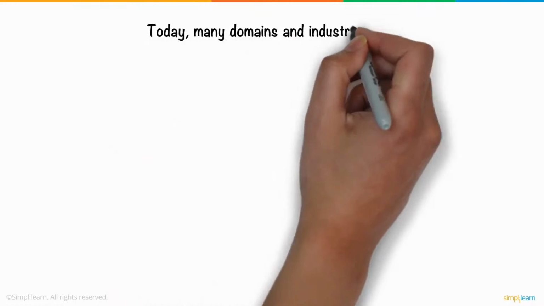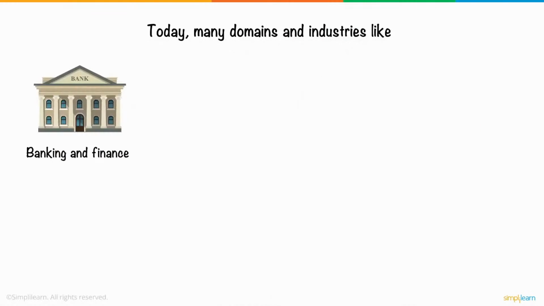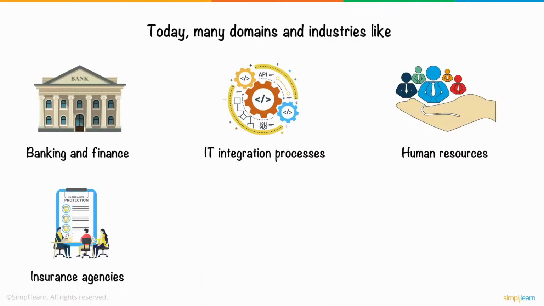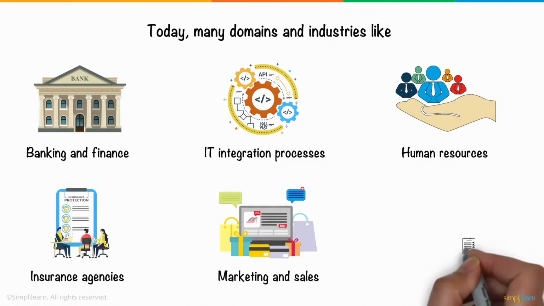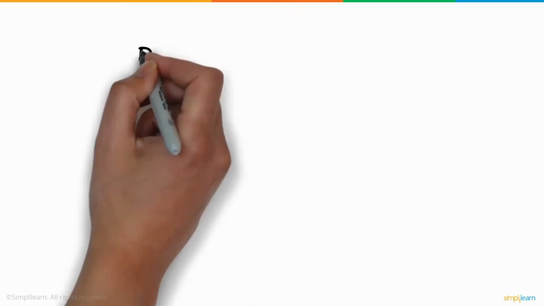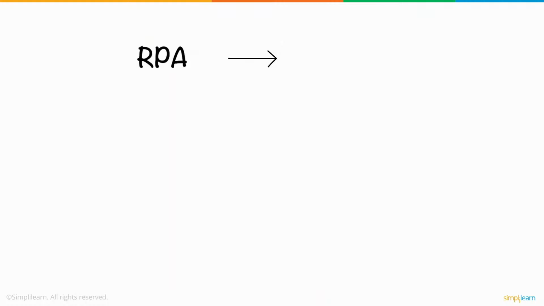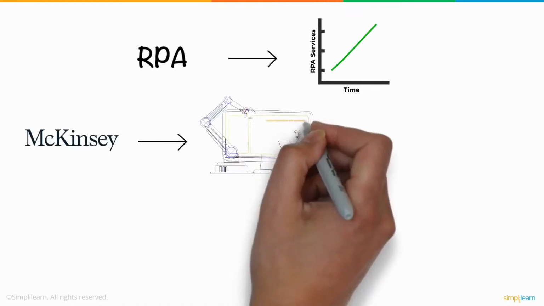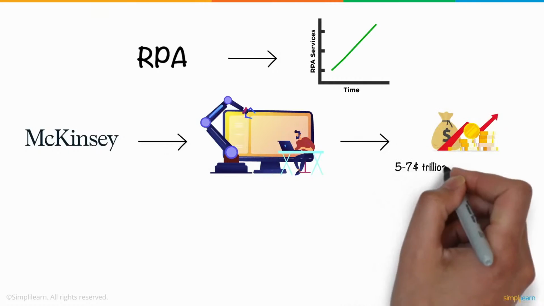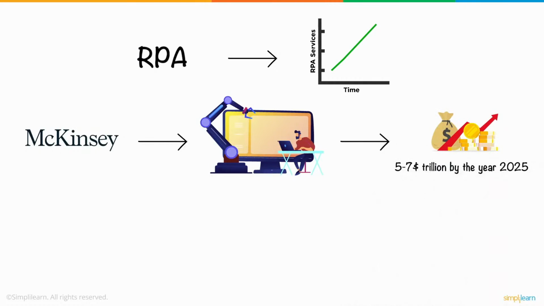Today, many domains and industries like banking and finance, IT integration processes, human resources, insurance agencies, marketing and sales, and customer relationship management readily deploy RPA. RPA service adoption has been showing tremendous growth since 2016 and will continue to increase beyond 2020. According to McKinsey's research, knowledge and work automation could have an economic impact of $5 to $7 trillion by the year 2025.